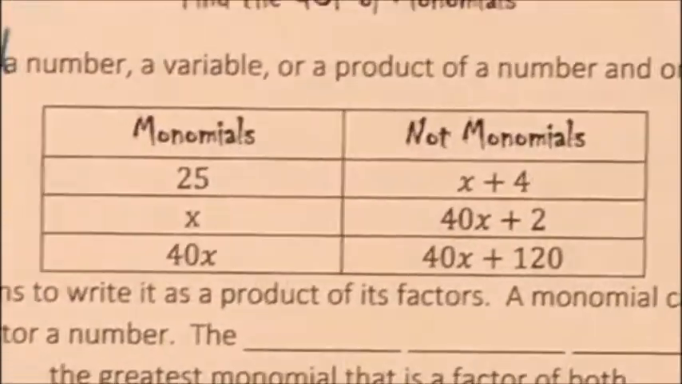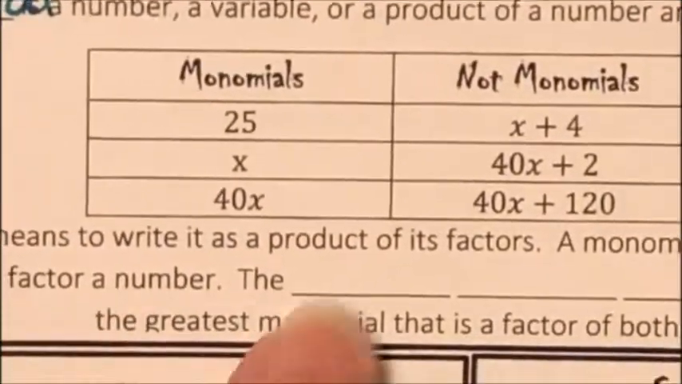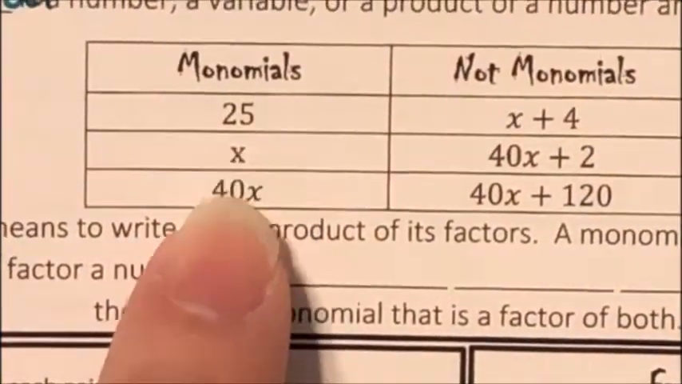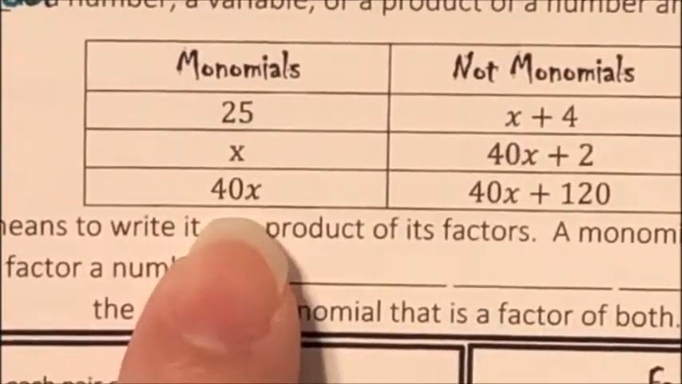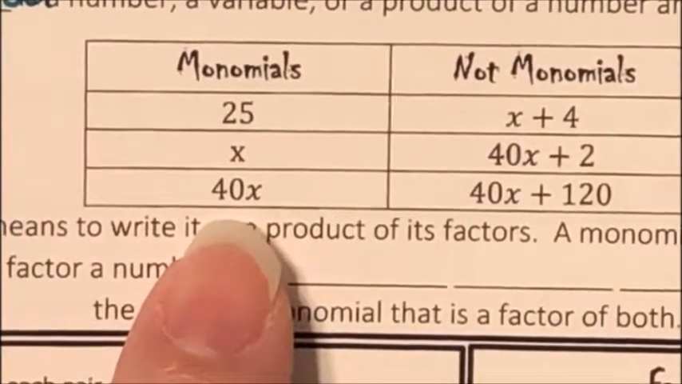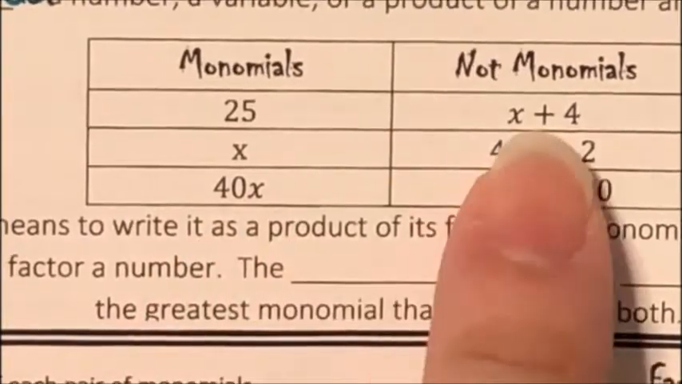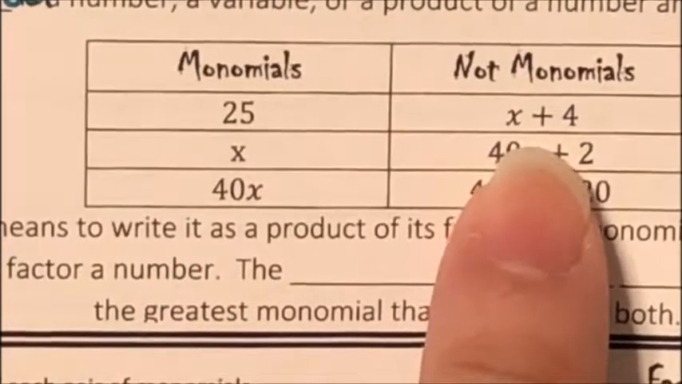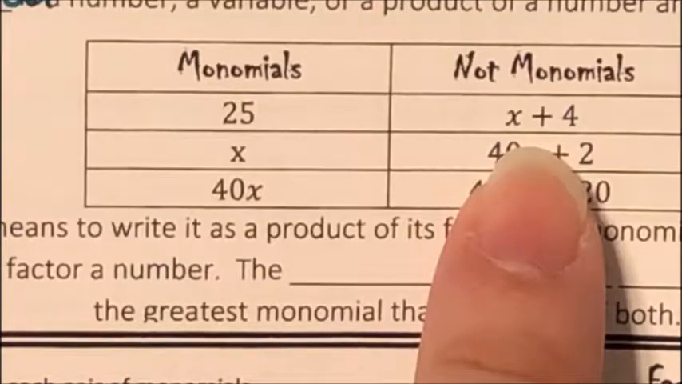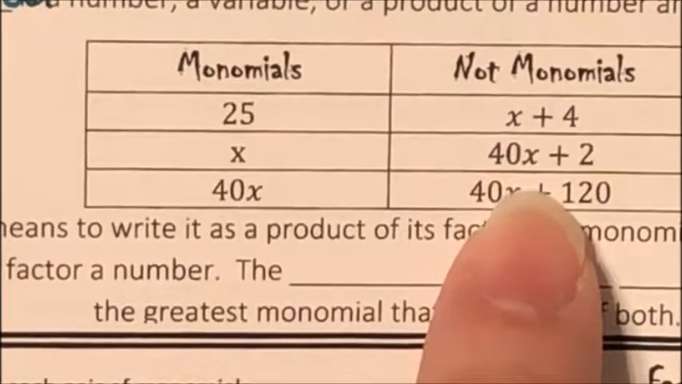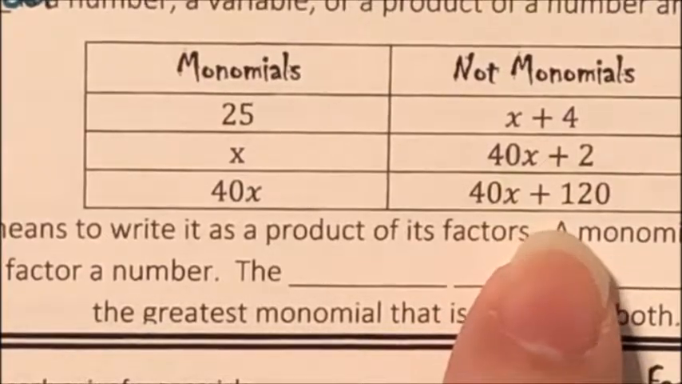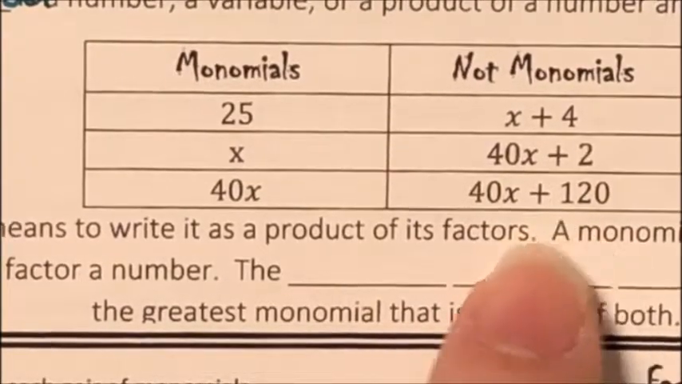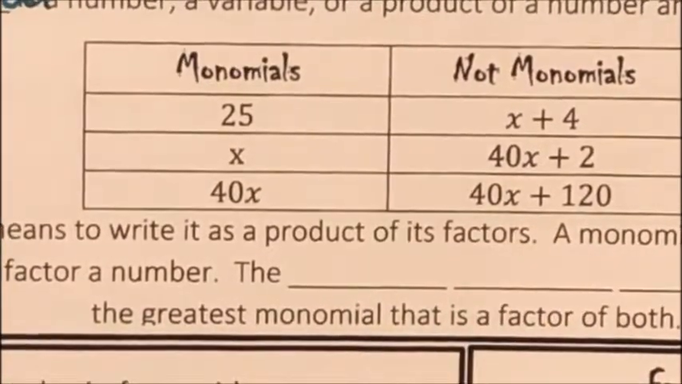So we have a couple of examples. A monomial could be 25, it's just a number, x, just a variable, or 40x, so that's a product of a number and one or more variables. Okay. X plus 4 is not a monomial, so it has that plus sign in the middle, so it's not a monomial. 40x plus 2, again, there's a plus sign. 40x plus 120, again, not a monomial.